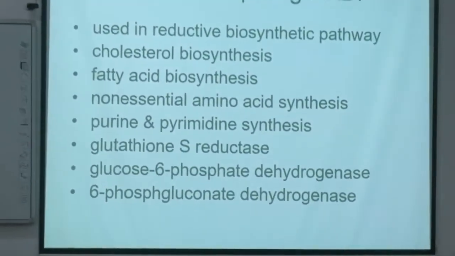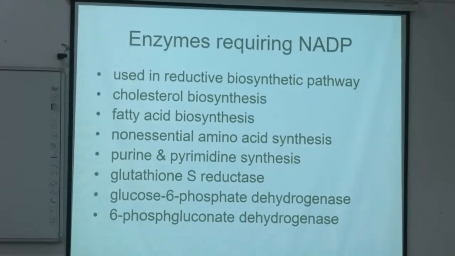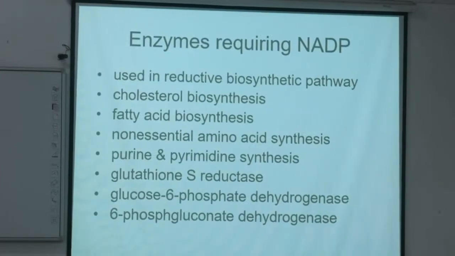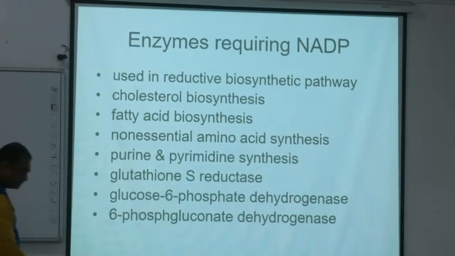NADP is mostly required in reactions which are part of biosynthetic pathways. Say for example, biosynthesis of cholesterol, biosynthesis of fatty acid. So these pathways are called reductive biosynthetic pathways. They require reduction in biosynthetic pathways. There we require NADPH, NADP, etc. Cholesterol biosynthesis, fatty acid biosynthesis, purine biosynthesis, non-essential amino acid biosynthesis.